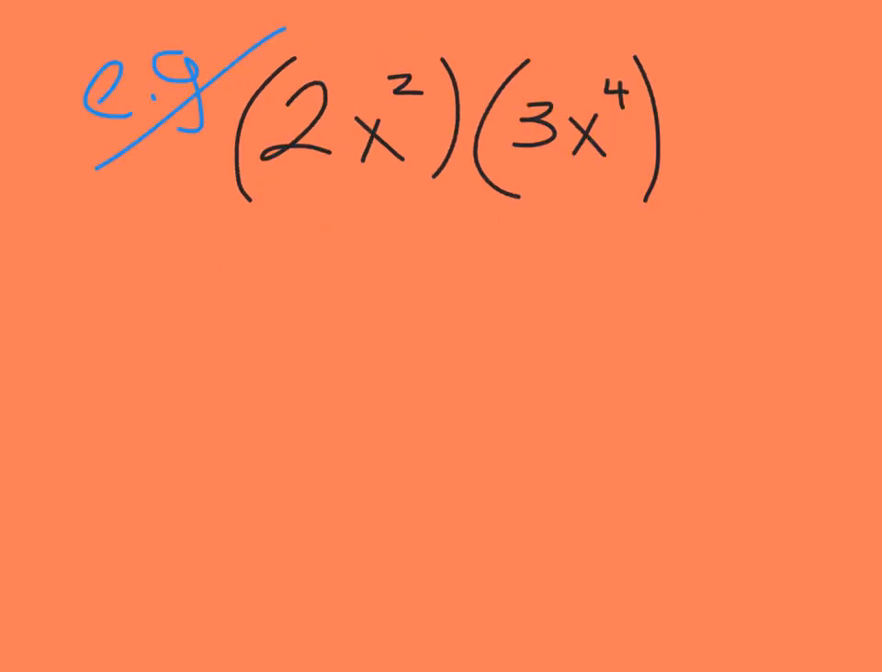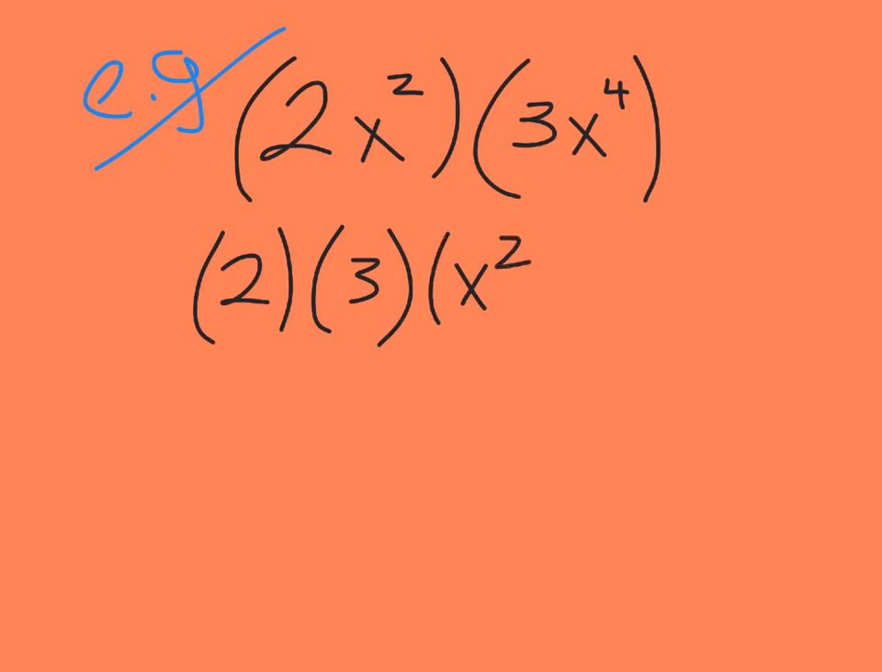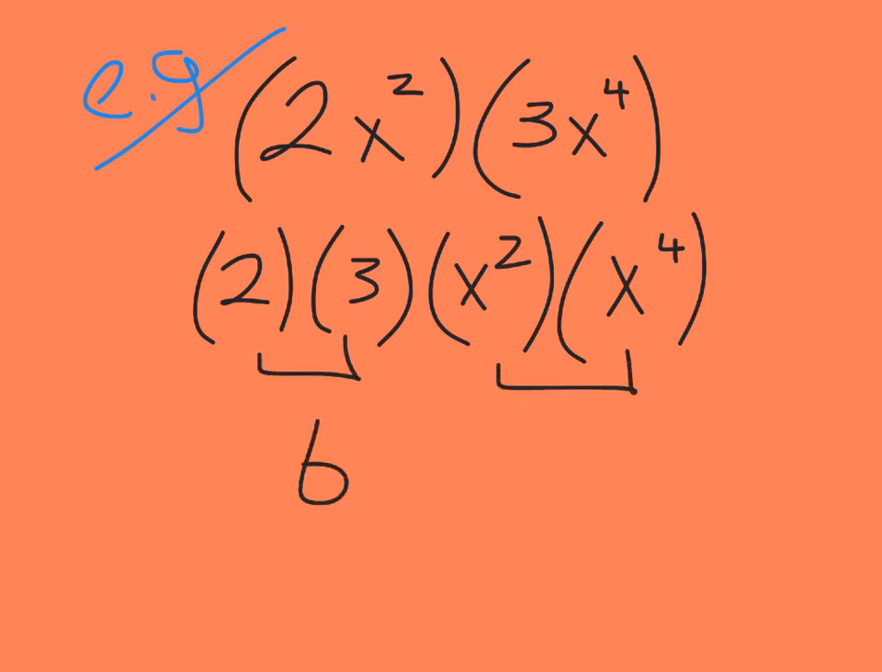Let us take another example like ones that we've seen before. So we have 2x squared multiplied by 3x to the power of 4. Okay, first of all, remember we multiply our numbers together, and then we'll multiply the x squared and the x to the power of 4. So 2 by 3 gives me 6. Now remember from our law, this is x to the power of 2 plus 4, which gives me 6x to the power of 6.